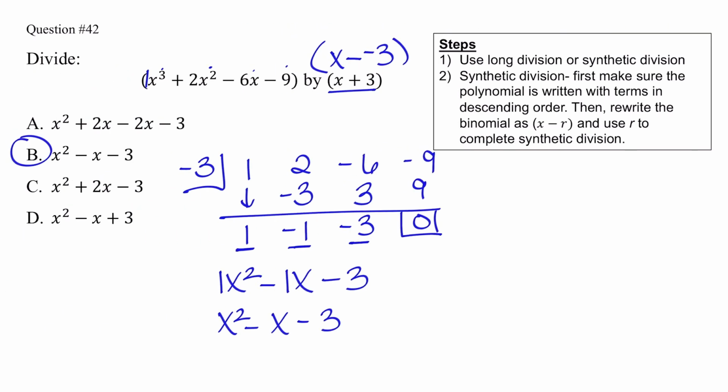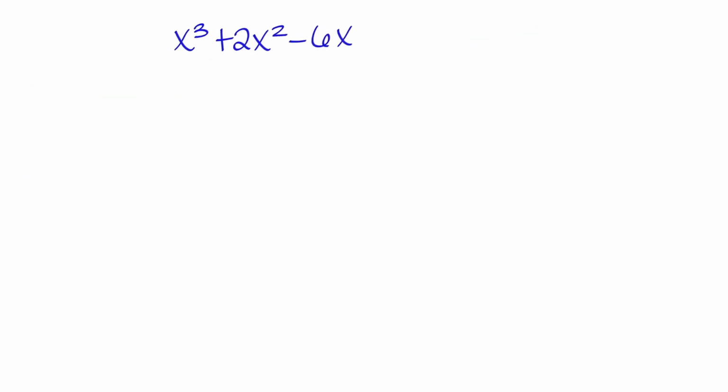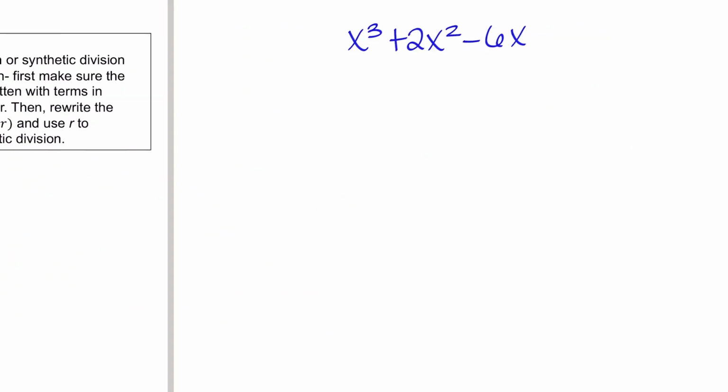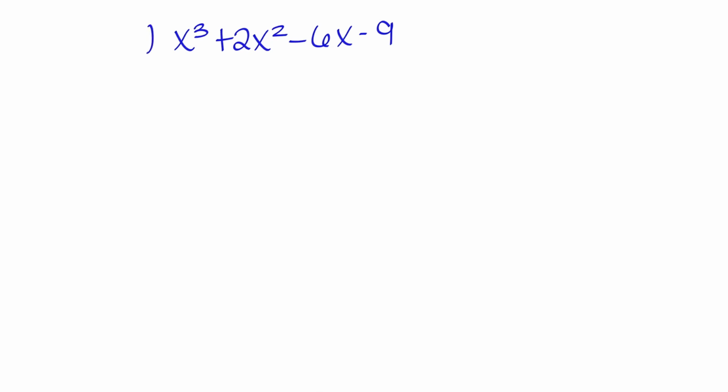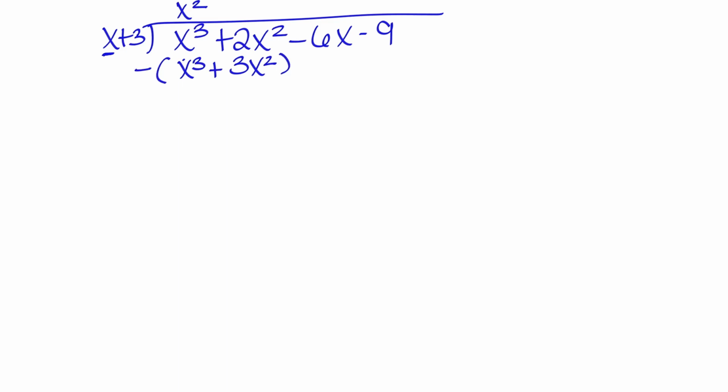So we have x cubed plus 2x squared minus 6x minus 9, and that's divided by x plus 3. Okay, so we look at this first term. So x times what equals x cubed? X times x squared is going to be x cubed. So we have x cubed, 3 times x squared is 3x squared, right? Remember, we are subtracting this from this.